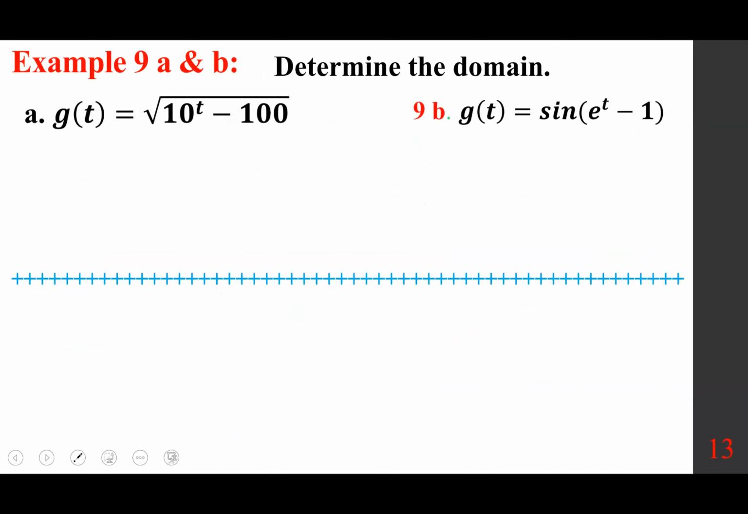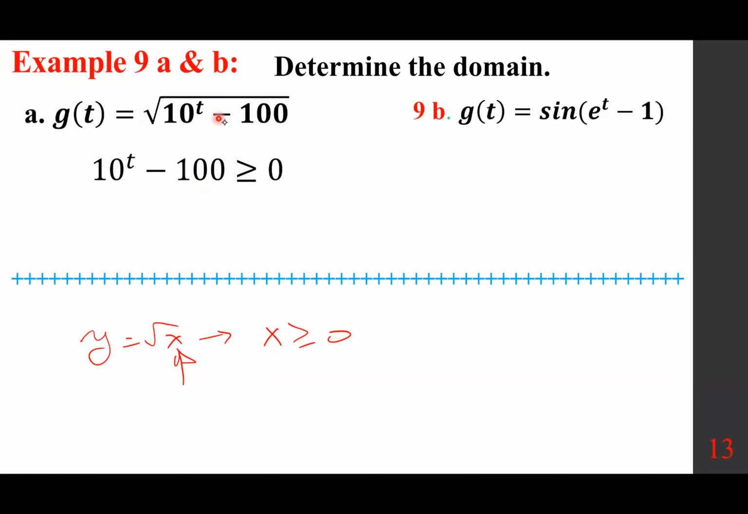All right, we want to come up with the domain for the following functions. G of t is the square root of 10 to the power of t minus 100. In this case, as you recall, when we have y equals square root of x, we say x is larger than or equal to zero: whatever is underneath the square root must be larger than or equal to zero. We can move the 100 to the other side, or 10 squared, so it becomes positive on the right. So if 10 to the power of t is greater than or equal to 10 to the power of 2, then t must be greater than or equal to 2.